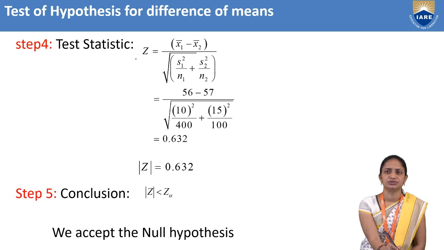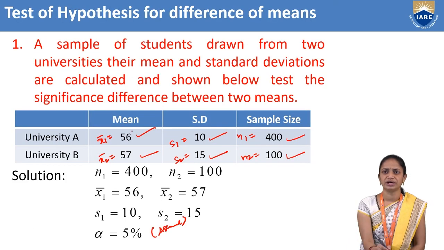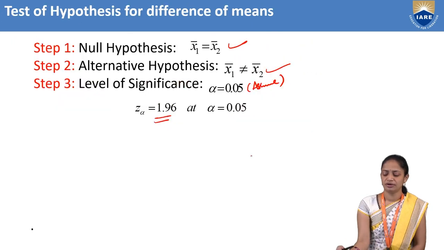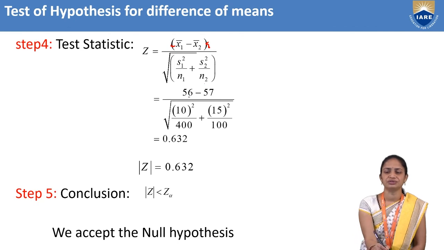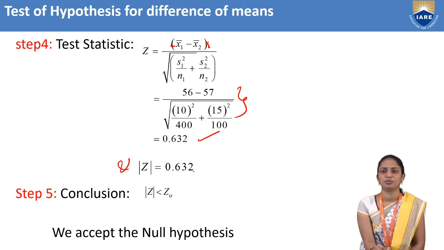Test statistic. So the formula is test statistic Z equal to x1 bar minus x2 bar divided by under root of s1 square by n1 plus s2 square by n2. So we know that x1 bar is 56 and x2 bar is 57, s1 is 10, s2 is 15, n1 is 400, n2 is 100. Okay. So substitute all these values here. 56 minus 57 divided by under root of 10 square by 400 plus 15 square by 100. So after simplification, we will get 0.632. Then we need to take modulus of z, that will be 0.632.